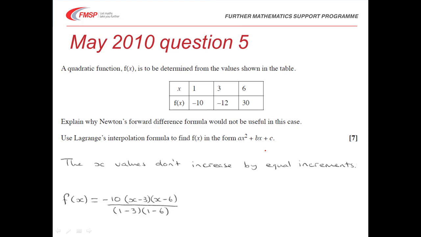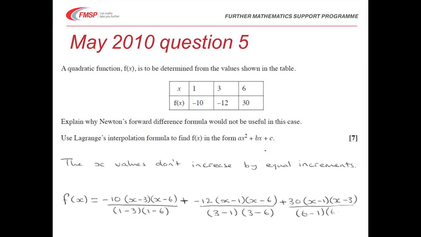The same is to be done for each of the other 2 y values, the negative 12 and the 30. But what I always do is I always write it as a plus and then keep it as a fraction. So I've now got plus, and then I'm now on the negative 12, and I do x minus the x values that go with the other points. So x minus 1, x minus 6. And I'm going to put that over 3 minus 1 and 3 minus 6. So that's my second fraction. And then my third fraction is 30, and x minus 1, x minus 3, and then 6 minus 1, 6 minus 3.